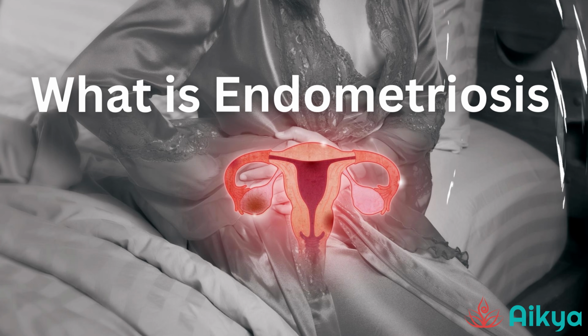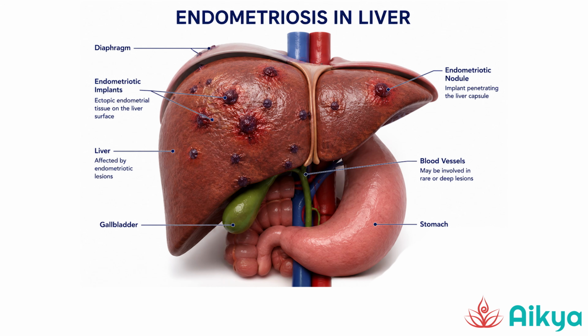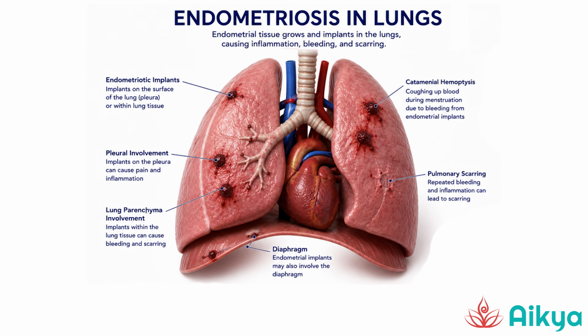So, what is endometriosis? Endometriosis is a condition where the endometrial tissue which lines the uterus is implanted outside the uterus. That is, into the pelvis, into the ovary, in and around the tubes. It can sometimes even be implanted in the liver, bowel, or even the lungs. So, when it implants outside the normal uterine cavity, it can bleed there and cause symptoms.